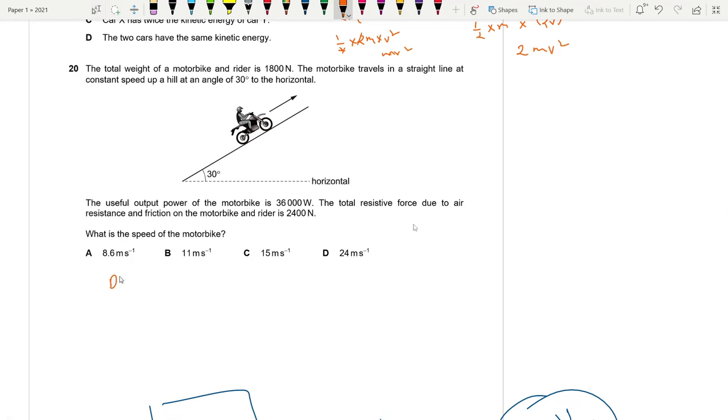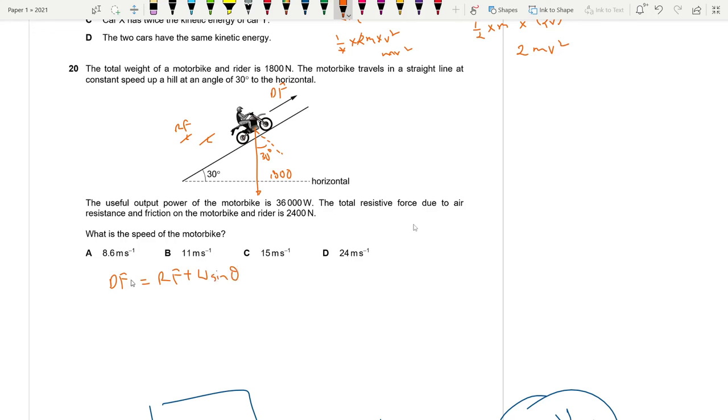So we know that the driving force is actually equal to the component of weight and the resistive force, right? The resistive force is 2400. The weight is 1800, but we cannot take the whole thing. We need to take the component, okay? So driving force is equal to resistive force plus the component of weight, W sine theta basically.